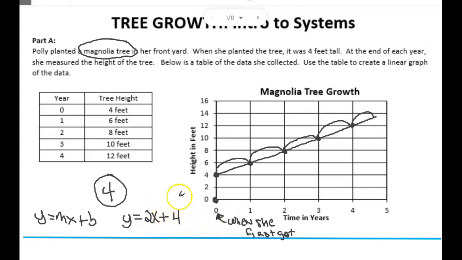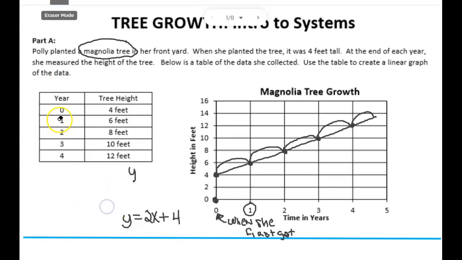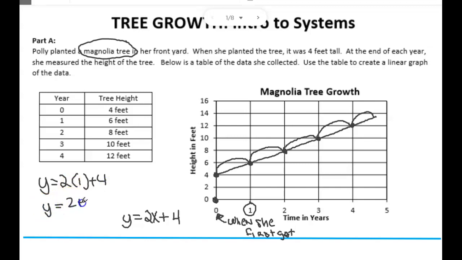So let's take a look and see if this really does work. So I'm going to go ahead and take 1. If I go over here, let me do some erasing, y'all. Erase this. So if I go over here and go y equals 2 times 1 plus 4, that's going to be 2 plus 4. Where should I be on my y-axis? At 6. And I'm at 6.